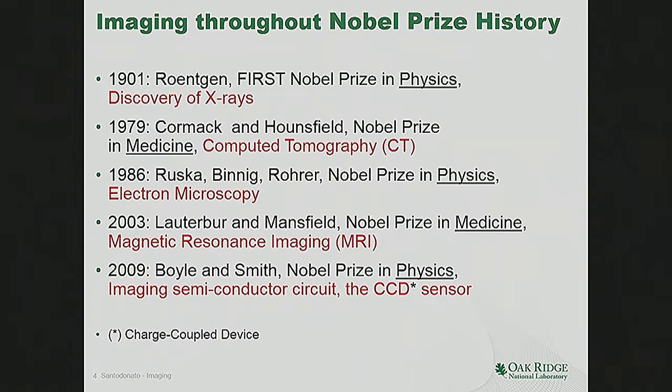So imaging is important in science, and you can see that by taking a look at Nobel Prizes that are related to imaging. And so I'll mention X-rays. The Nobel Prize for X-rays was given in the early 20th century. And right from the start, the value of X-rays for use as an imaging probe was recognized. That was recognized in the Nobel Prize, and everybody knows about medical X-rays.